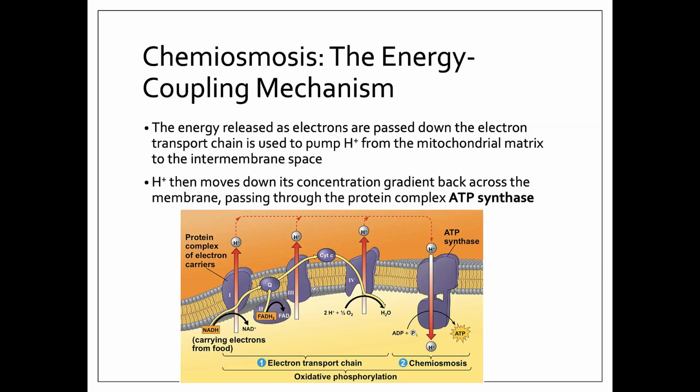All right, so we said that every time the electrons move, they release a little bit of energy. That energy is used to do cellular work. It is not ATP yet. So the energy is actually used to do active transport for hydrogen ions.